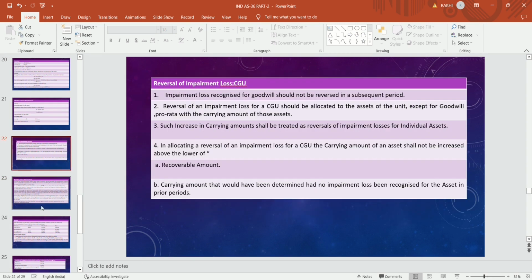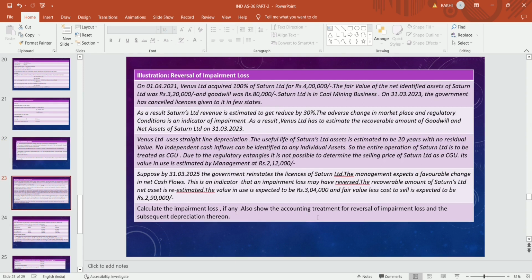This concept is to be explained with the help of an example illustration of reversal of impairment loss in case of a CGU, cash generating unit. On 1st April 2021, Venus Limited acquired 100% of Saturn Limited for rupees 4 lakh. The fair value of net identified asset of Saturn Limited was rupees 3 lakh 20,000 and goodwill was 80,000. In total, it becomes 4 lakh.